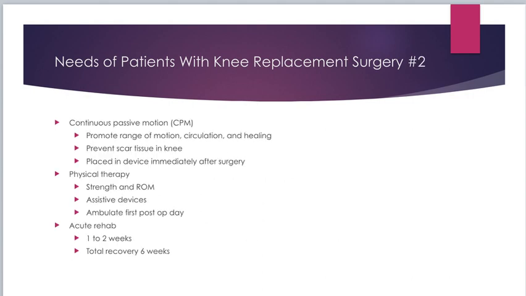Continuous passive motion. I want you just to know what it is, but it's not commonly prescribed anymore. It's a CPM. It's a device that kind of just continually moves the leg, and it seems like it's gone in and out of use, and I'm not sure what the research says is best practice, but it seems like it goes away and comes back every so many years. We're also going to do physical therapy. We're going to do acute rehab, and the total recovery is about 6 weeks at a minimum.